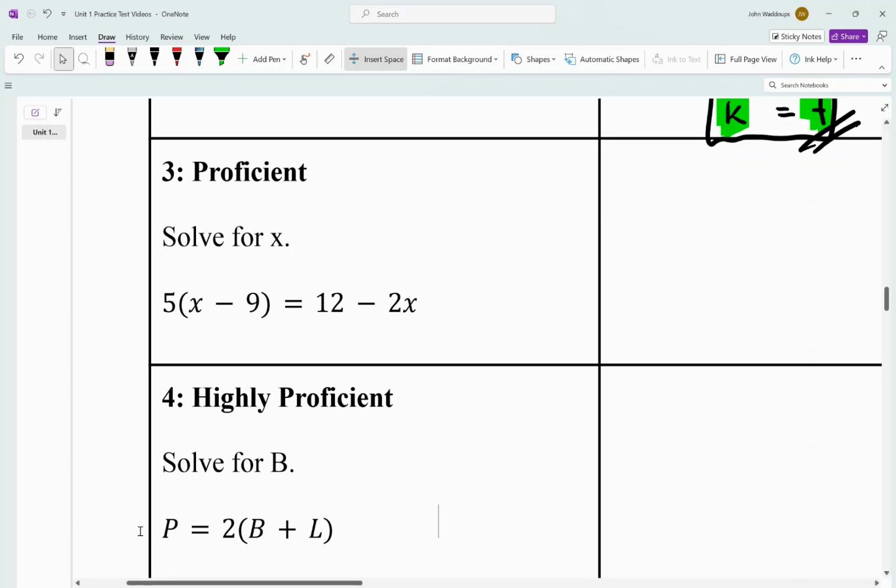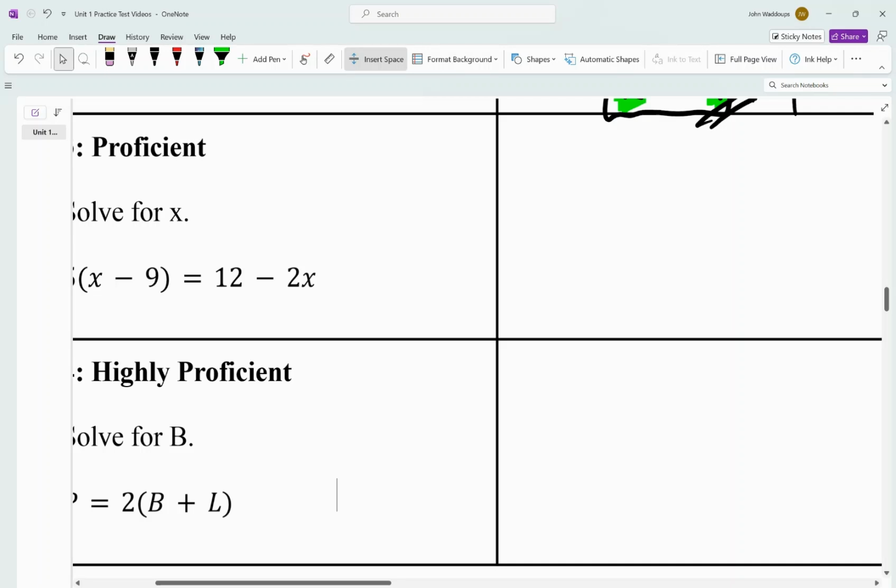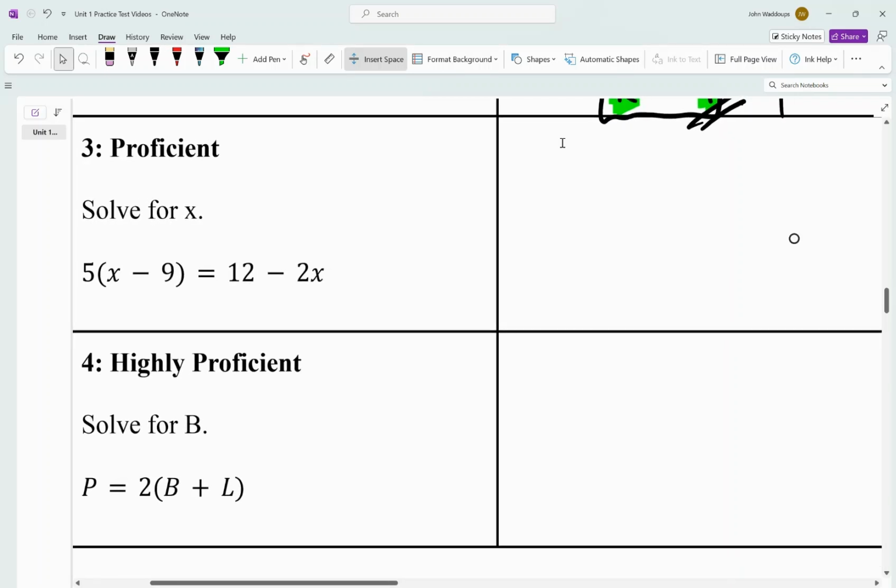Hi, welcome. This little video is about how to solve for a variable, and this is at the proficient level. In this case, we're going to solve for x. So I copy my equation over here, 5 parentheses x minus 9 is equal to 12 minus 2x.